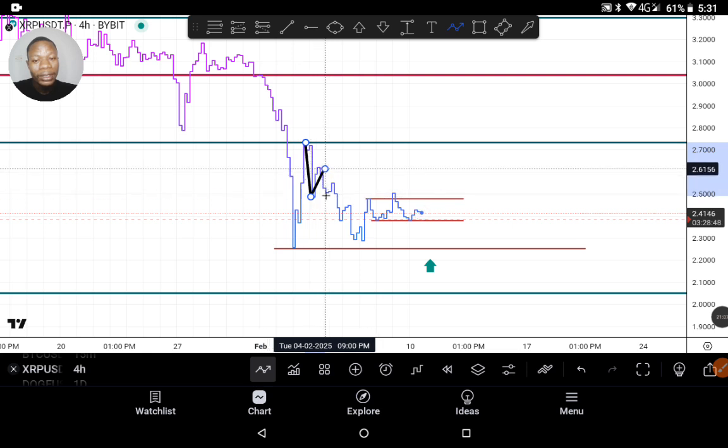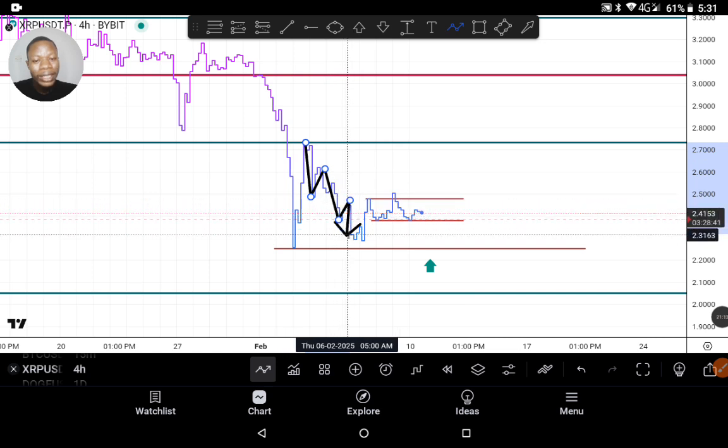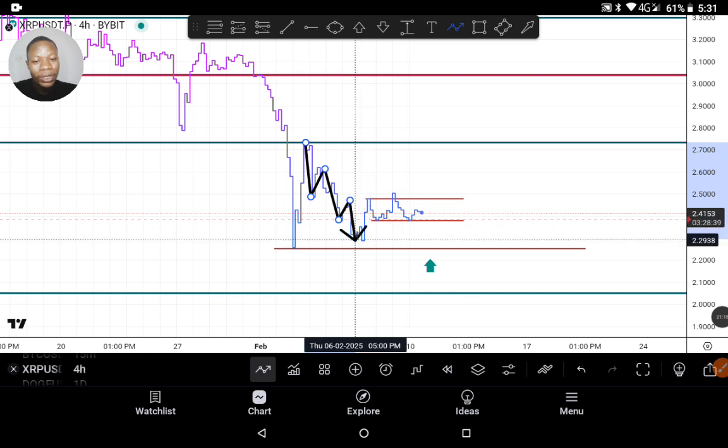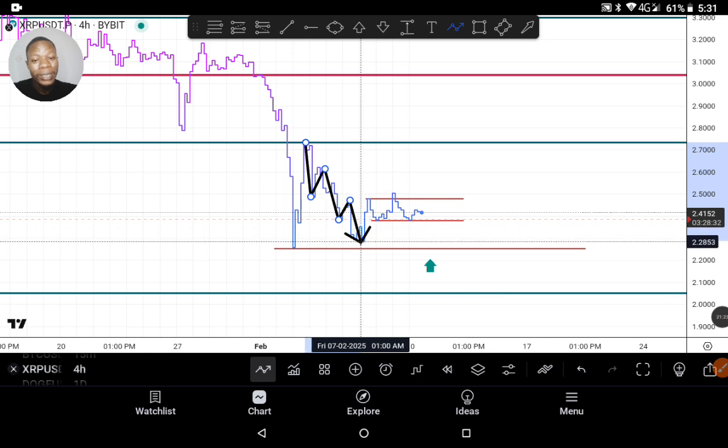Lower high, lower low, lower high, lower low. And at this lower low, what do you spot here? You can spot double bottom here. You can spot double bottom. So when we get to chart pattern, I would explain this to you.